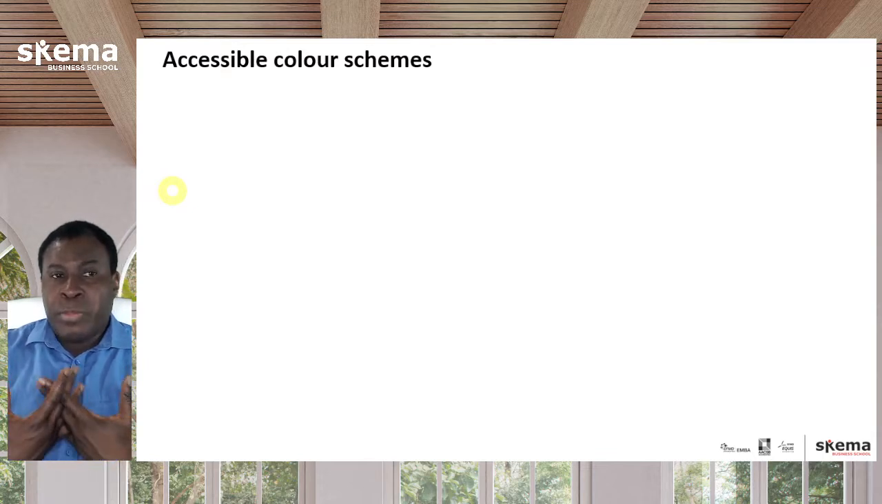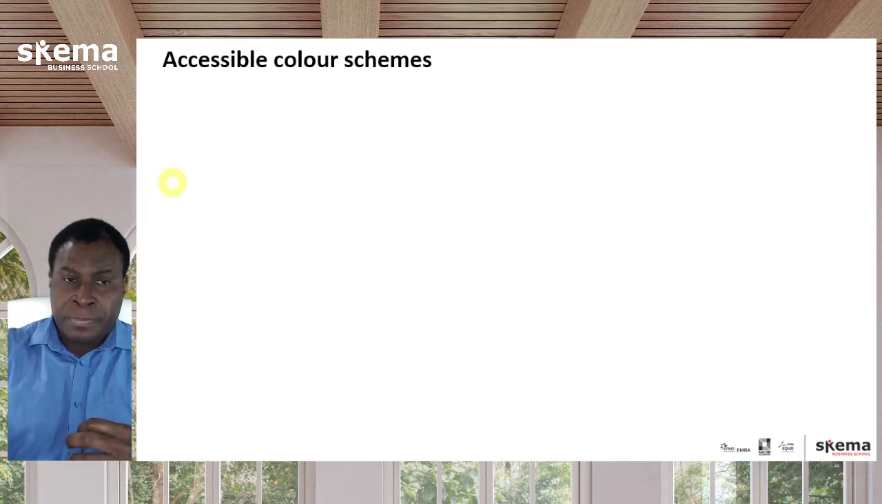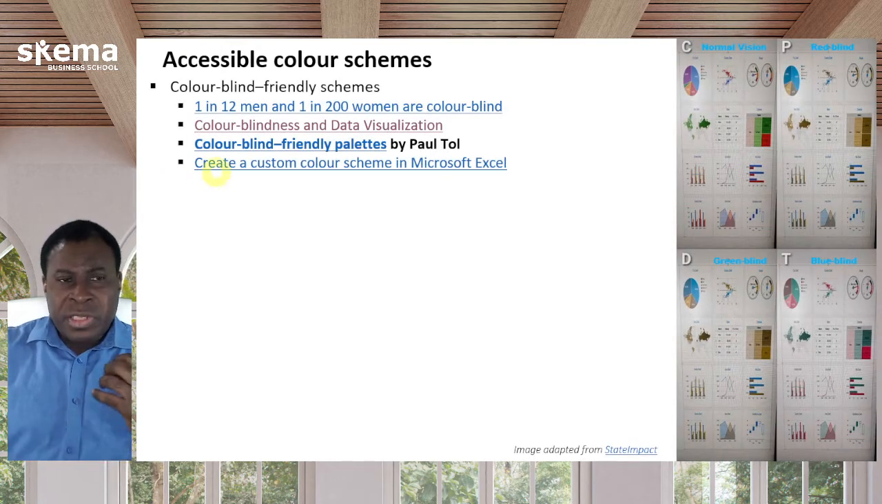Here we want to talk about accessibility. By accessibility, we mean that you're trying to reach an audience and people have different abilities to perceive color, and it's very important to be aware of this in your color choices. The first thing to consider is the importance of using colorblind friendly schemes.